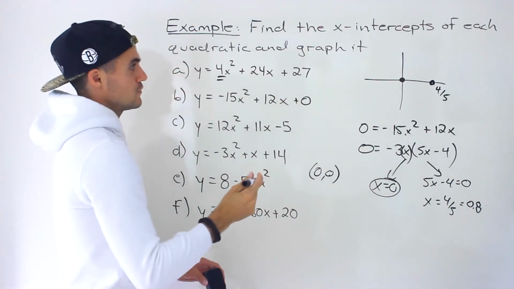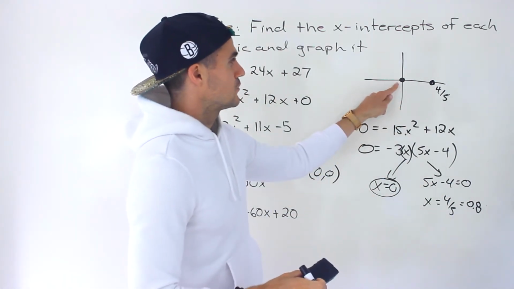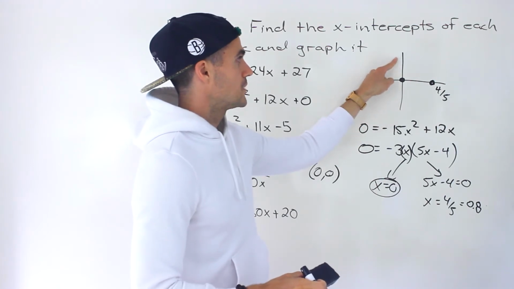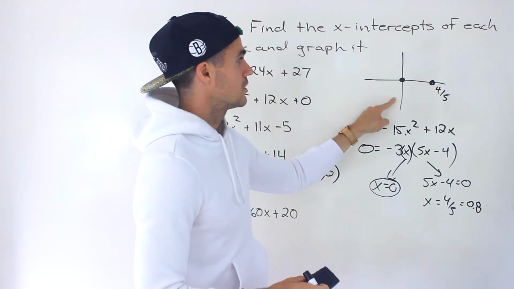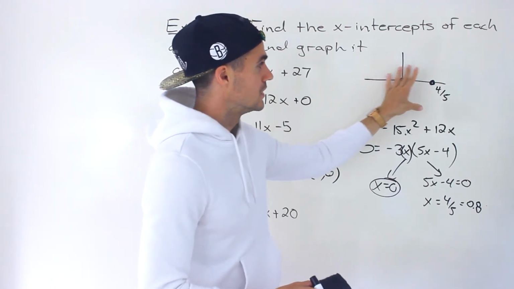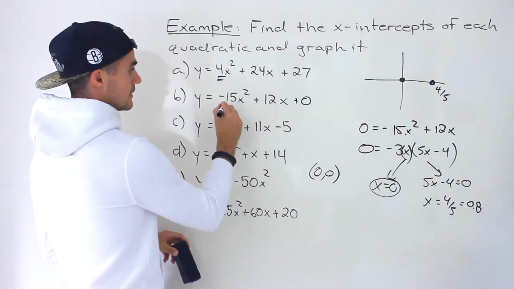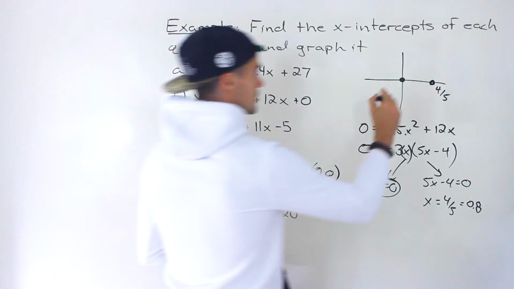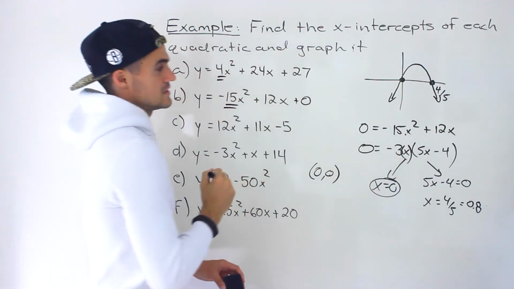And then you got to be careful because it's going through the origin, there's no y-intercept up here, right? The x-intercept and the y-intercept are the same, so you can't tell just from these 2 points whether it's going to open up or down. But if you look at the leading coefficient, it's negative, so this graph is actually going to be opening down like that.